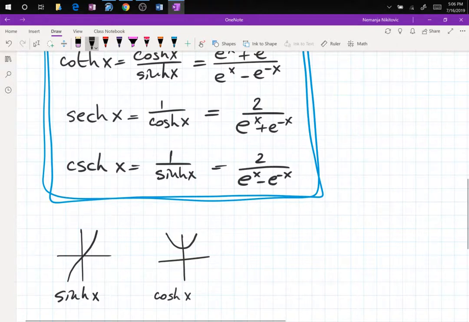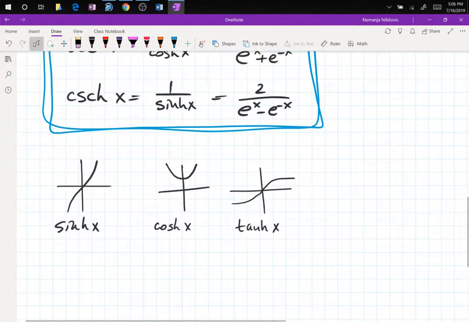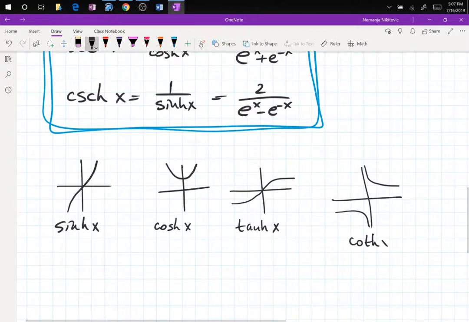Then we're going to have tangent hyperbolic x, which is going to look very similar to the inverse tangent graph. It has asymptotes at positive 1 and negative 1. So it's not like 1 over x, but it's close, which is the cotangent hyperbolic x.